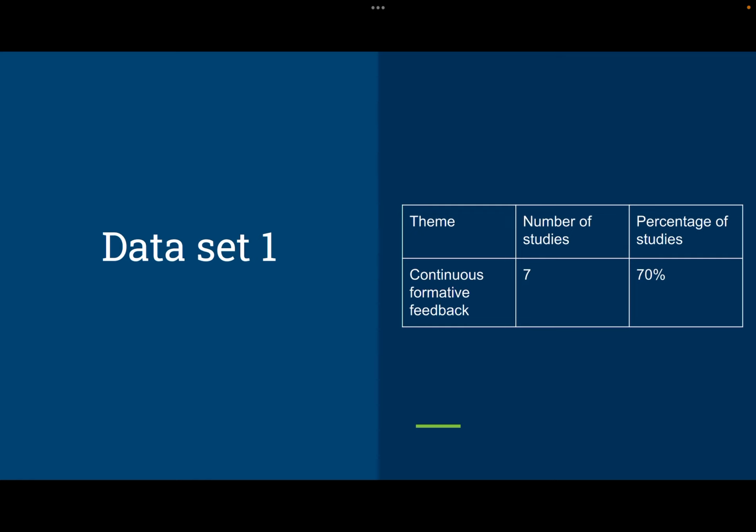This table summarizes those findings, showing that continuous formative feedback appeared in 70% of the studies reviewed. This high percentage confirms that feedback is one of the most powerful tools that a teacher can use to support consistent student growth.